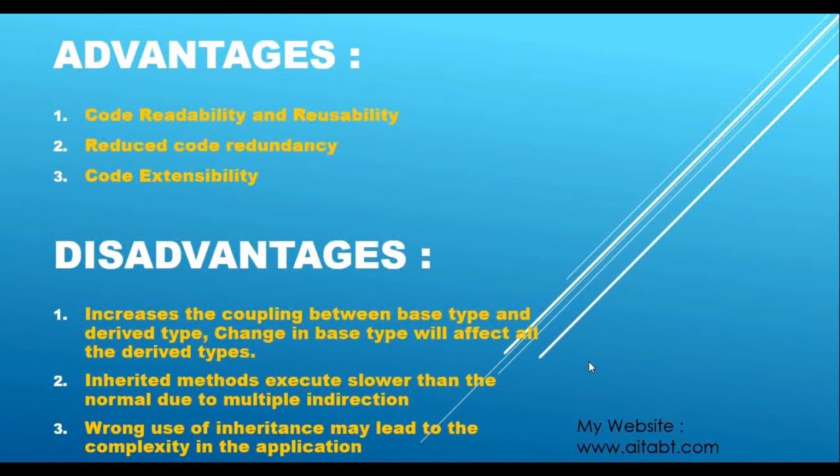Now what are the advantages and disadvantages of that? I have already told you that there is reduced code redundancy. Whatever common code was shared by both the full-time employee and contract employee, we can put in one common class, and that's how we are reducing the redundancy of code. So that is one advantage. There is code extensibility as well as code readability and code reusability.